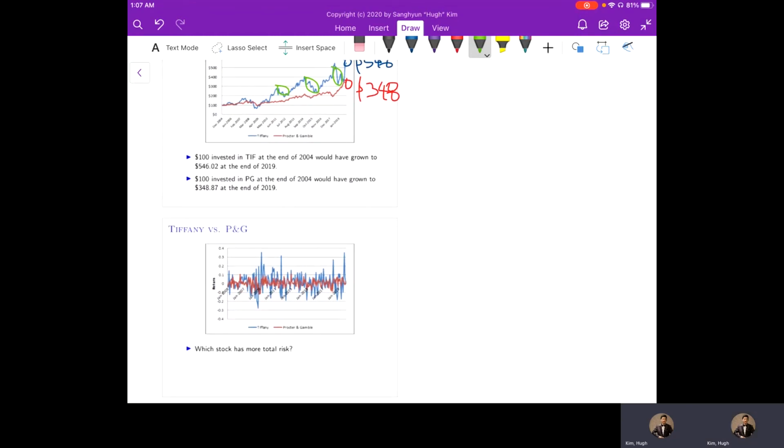You can see this more clearly in the next figure. Tiffany has more big ups and downs compared to Procter & Gamble. So Procter & Gamble stock prices kind of moves like this, whereas Tiffany stock prices kind of moves like this. So Tiffany has more risk. Specifically, Tiffany has more total risk, which measures volatility or variability of stock returns.